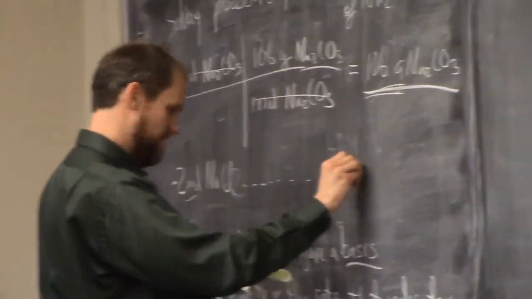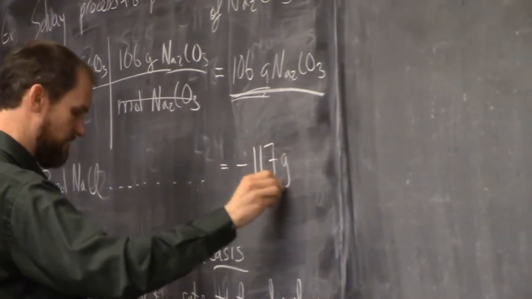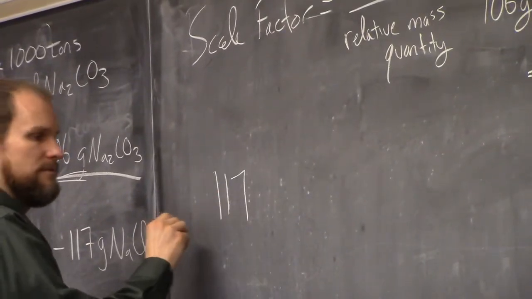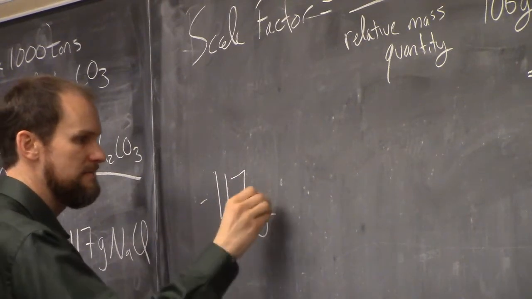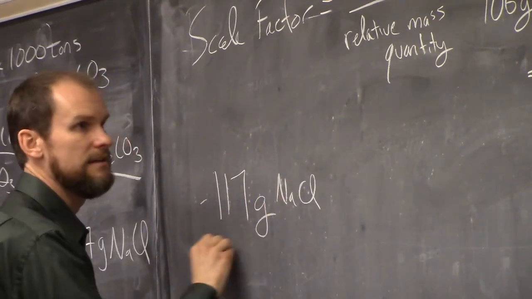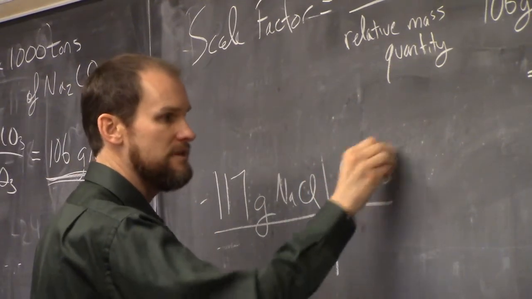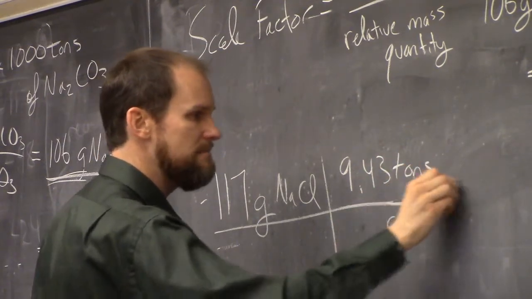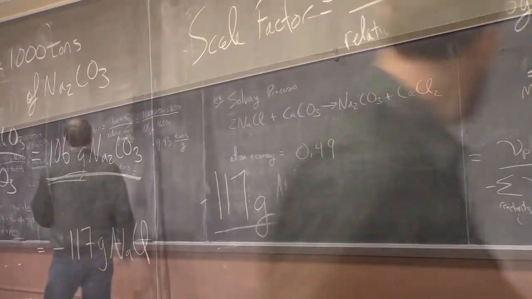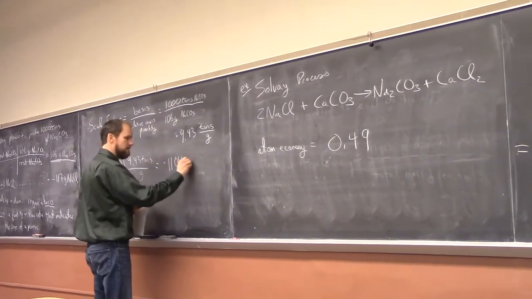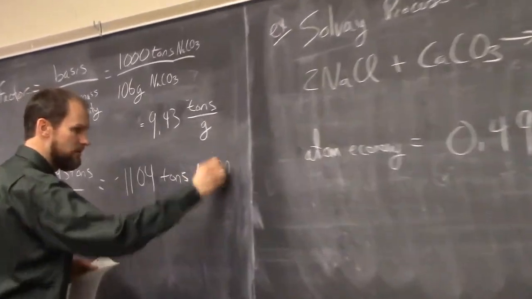So I should have done a second one here. The sodium chloride needed 117 grams of sodium chloride. So if I want to scale that up, I can take this 117 grams of sodium chloride, multiply it by the scale factor, 9.43 tons per gram, and get 1104 tons of sodium chloride.